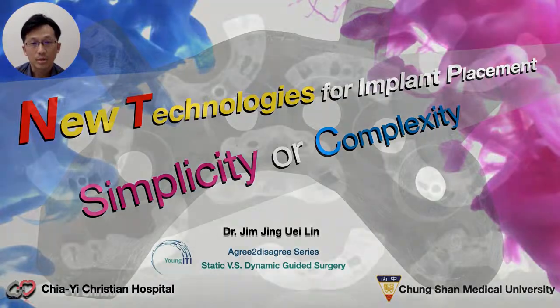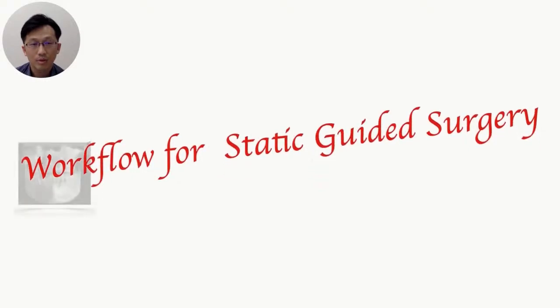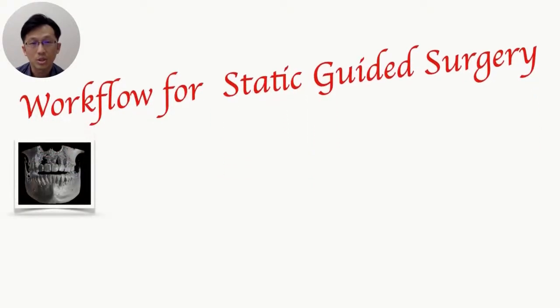When it comes to static guided surgery, the workflow could be divided into 5 steps. First, we need to have a good quality CBCT image. For partial edentulation, we will ask patients to bite on cotton roll so that we can separate the occlusal surface of upper and lower teeth. For full edentulous cases, fiducial markers are required. Both will help us with the registration process.